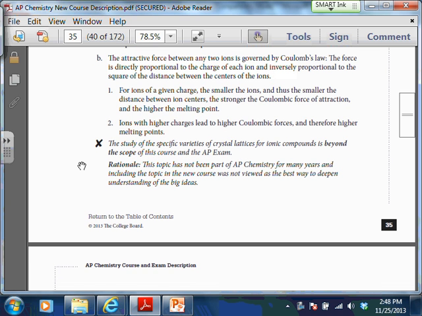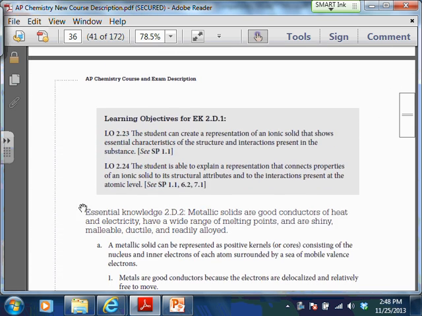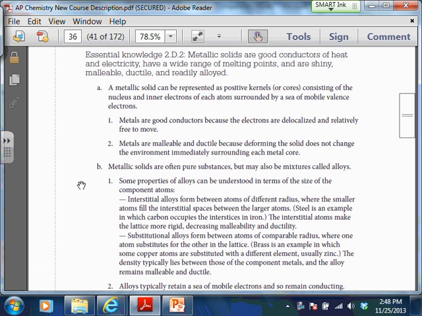Now here's the exclusion statement that basically says the study of specific varieties of crystal lattices for ionic compounds is beyond the scope of the AP exam. Okay? So it actually says here, this is kind of what I said, the topic has not been part of the AP chemistry exam for many years, and including it in the new course is not really seen as important. So that's why. Okay? If you want to look at that stuff, you can. It becomes fairly useful when you're talking about geology. If you're studying rocks and how they break, then that comes into play. But for this class, we're not really going to talk about it. Then you've got 2D2, okay?